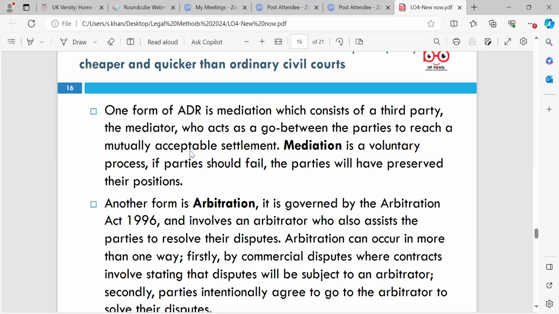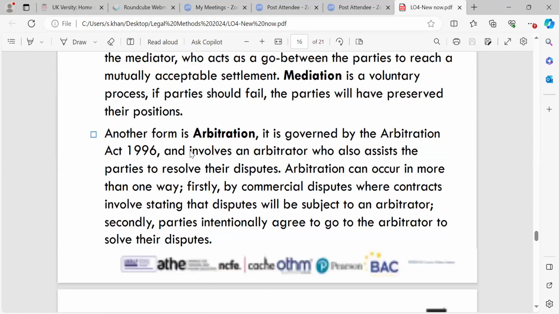The next one is another form of ADR: arbitration. Arbitration is governed by the Arbitration Act 1996 and involves an arbitrator who assists the parties to resolve their disputes. Arbitration can occur in more than one way.